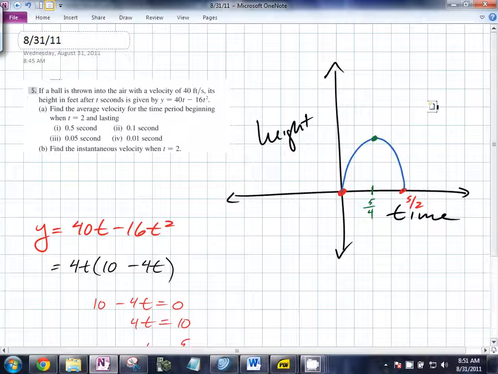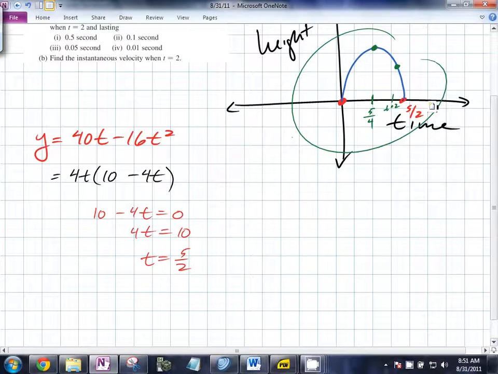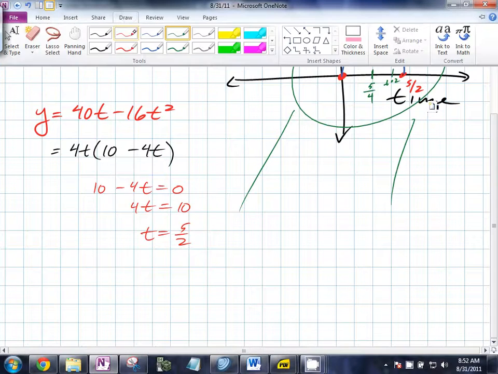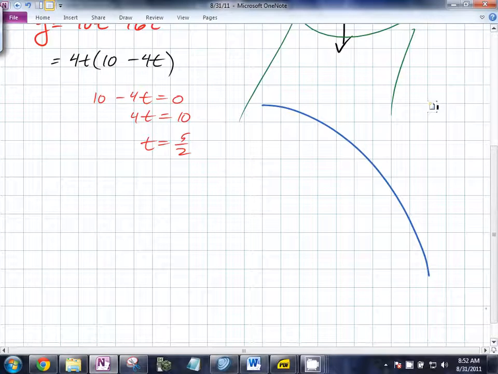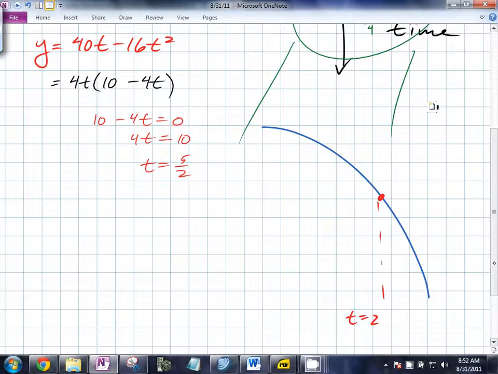Exactly. 5 over 4. So for the time period beginning at time equals 2, where is that? Well, it's somewhere around here, right? There's time equals 2 right there. Let me blow this up a little bit, let me make this a little bigger. So what are we now looking at? Here is this section right here, and let's just say time equals 2 right here. So we want the time interval, the average rate, the average what? The average velocity?